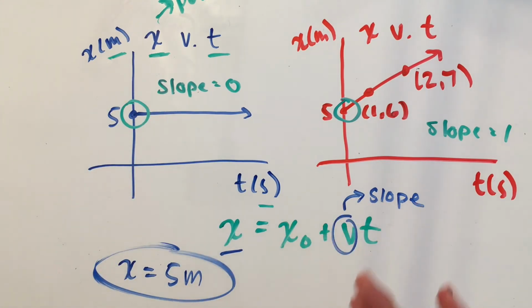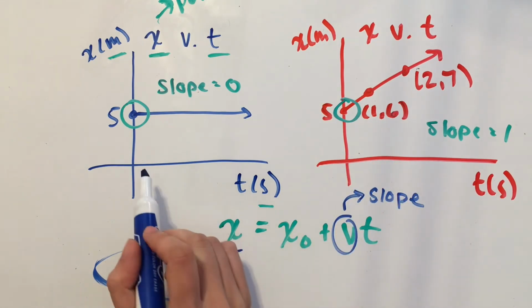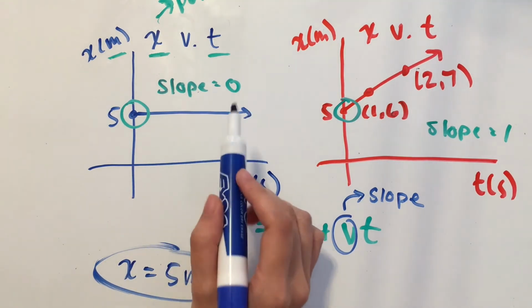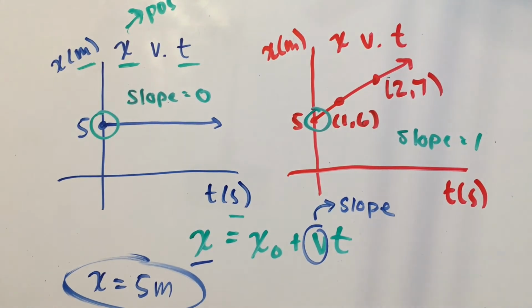And what this is saying is that our object is going to stay stationary. This makes sense because when we look at the graph as time goes on, our position remains at 5. So our object is basically just going to stay at 5 meters for the whole time.